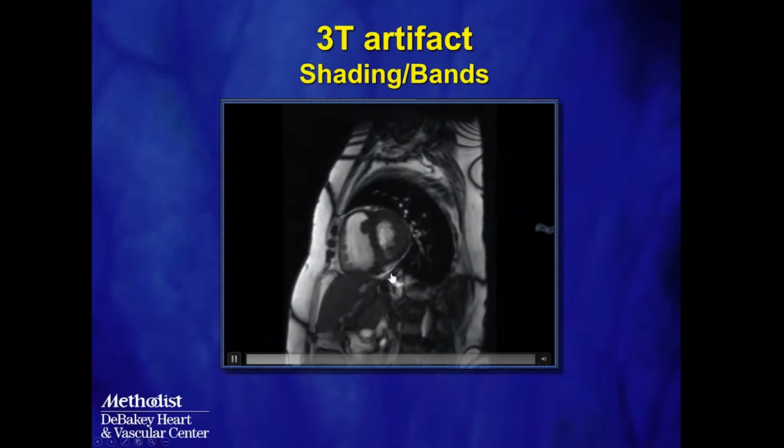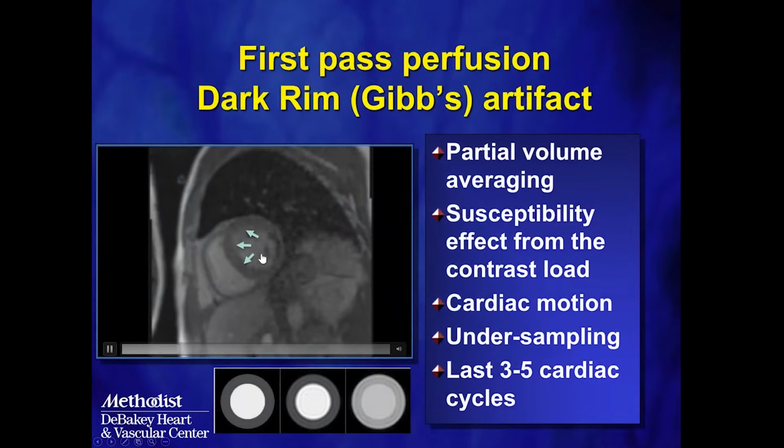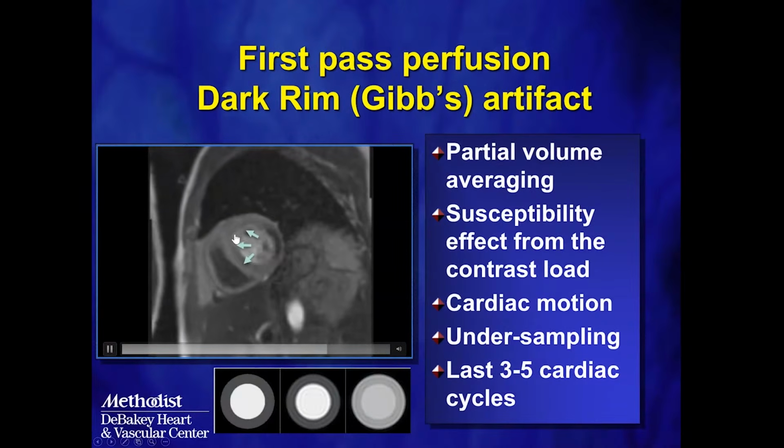This is another shading artifact that we are seeing here in a patient who is at 3 Tesla. These shading or band artifacts usually occur whenever a patient is in a much stronger magnetic field like 3 Tesla versus 1.5 Tesla. One of the artifacts that we also see during stress perfusion myocardial imaging is this dark rim, or what we call the Gibbs artifact.